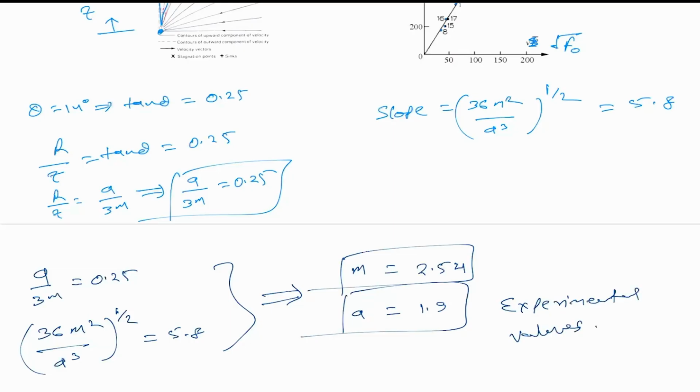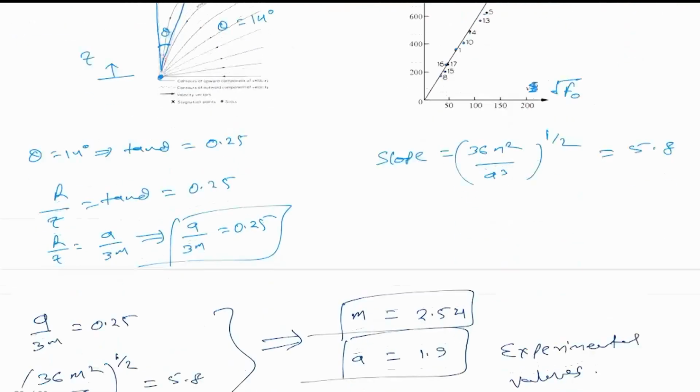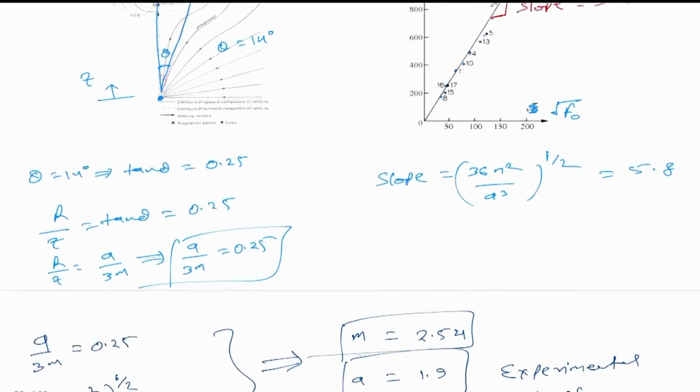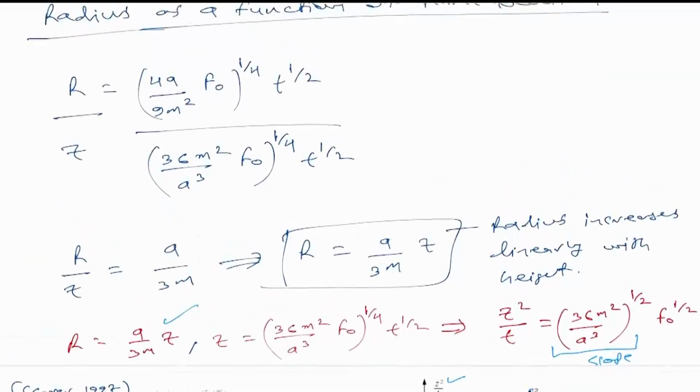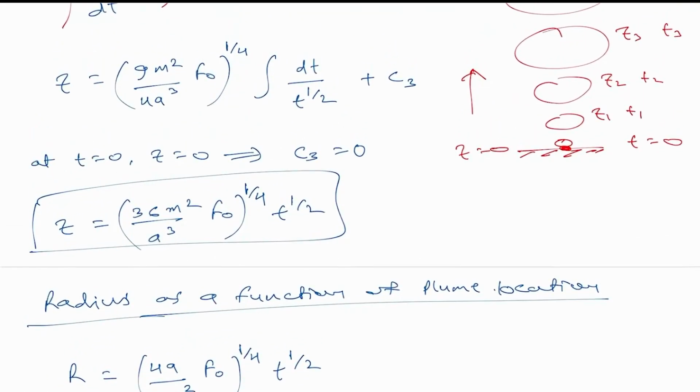Okay, so these values are found experimentally. And as we have seen here, this works for almost all plumes of different buoyancy flux, and that is why these values can be considered constant. And now you can use these values to define the plume radius, plume velocity, plume volume, reduced gravity, etc.